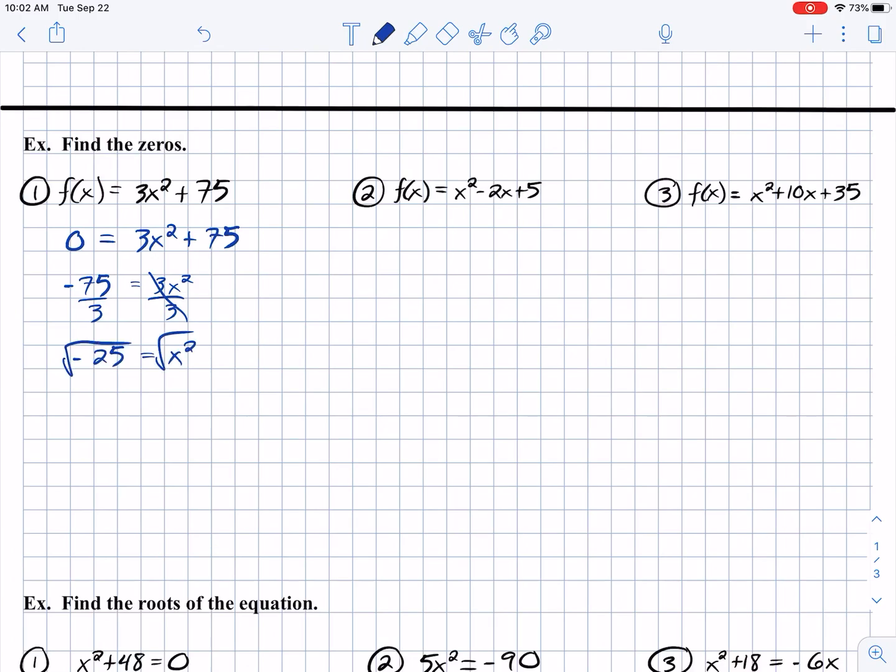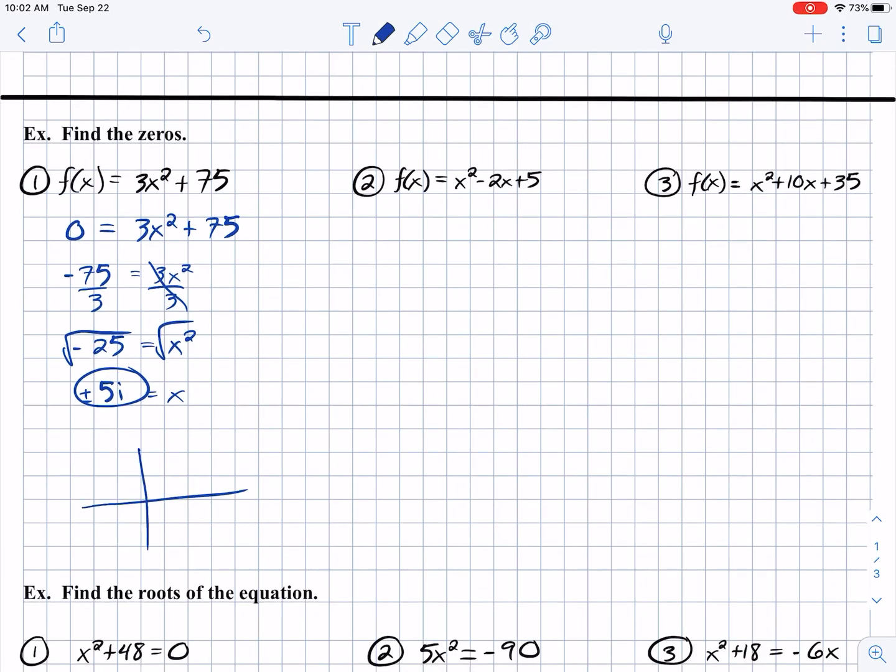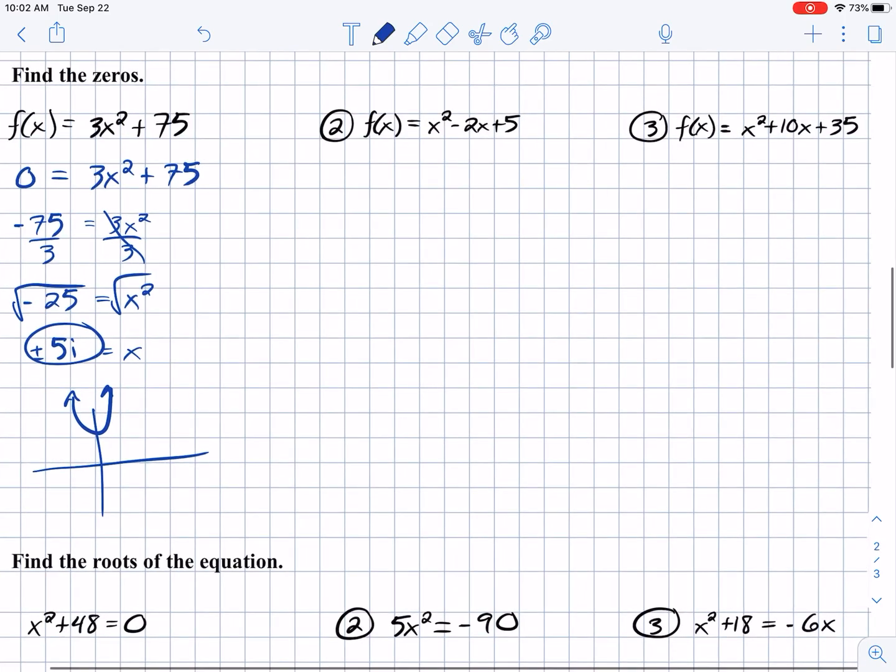We're going to be taking the square root of both sides of an equation, so we're going to have plus or minus. And we have a negative underneath our radical, so our two non-real zeros or non-real solutions would be plus or minus 5i. What's that going to look like on a graph? Well, it's going to be a parabola that's not crossing the x-axis. It's going to look something like this, all the way up at 75. Okay, let's try 2.